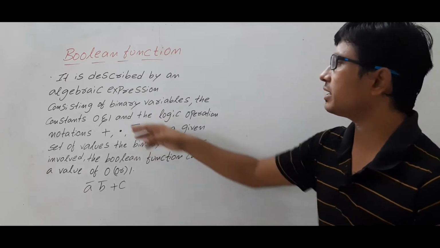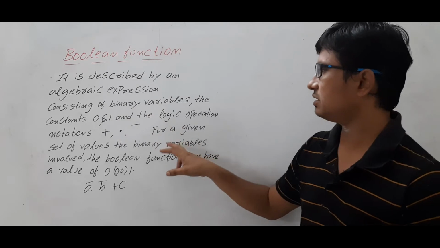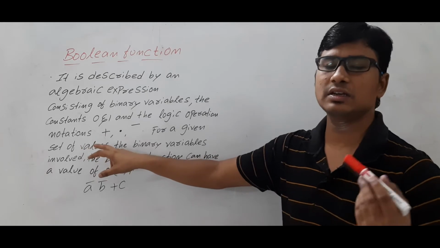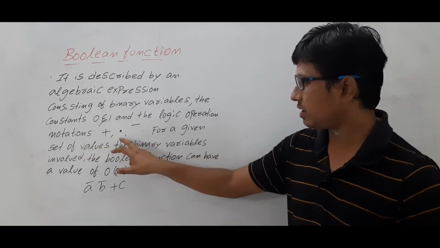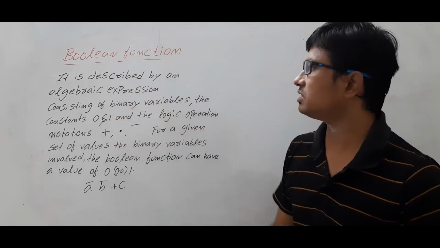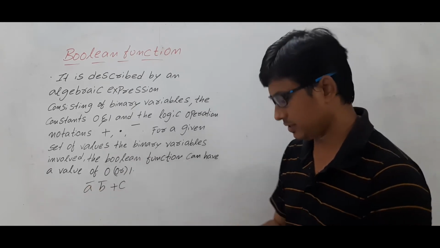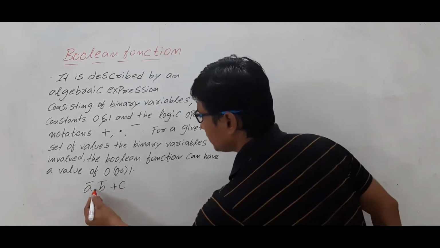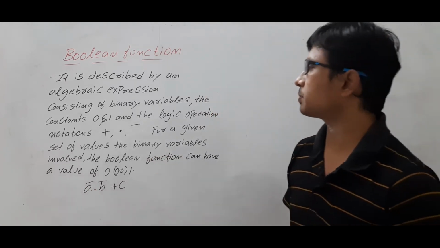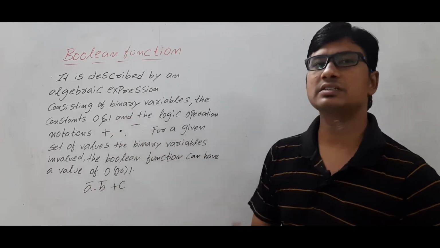It is described by an algebraic expression consisting of binary variables, the constants zeros and ones, and the logic operation notations such as OR, AND, NOT. So, what are the elements in a Boolean function? It is an algebraic expression. Suppose let's take A complement, B complement or C. It is an algebraic expression consisting of binary variables: A complement is there, B complement is there, C is there.